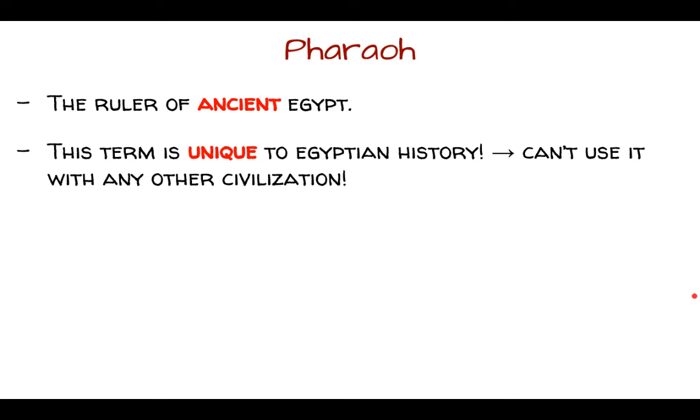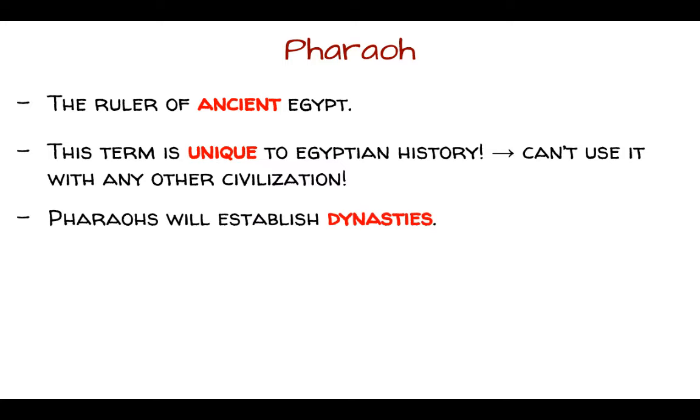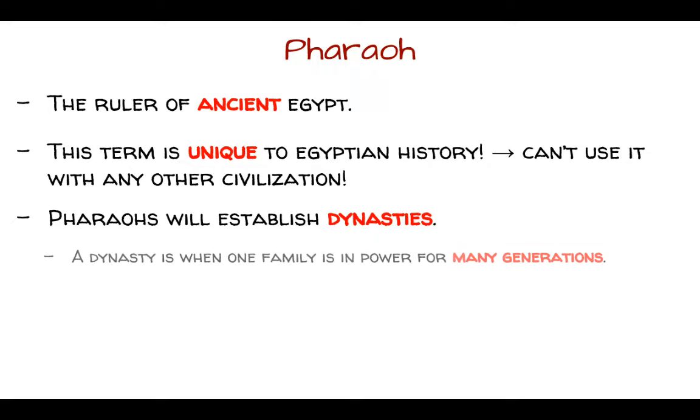And this term is unique to Egyptian history. You can't use the word pharaoh with any other ruler or any other civilization. It is unique and singular to Egypt. When you hear the word pharaoh, you should automatically think of ancient Egypt. The pharaohs will also establish dynasties, and we know what a dynasty is. A dynasty is when one family is in power for many generations.